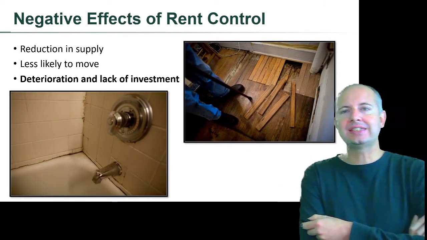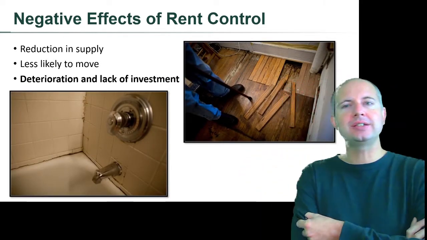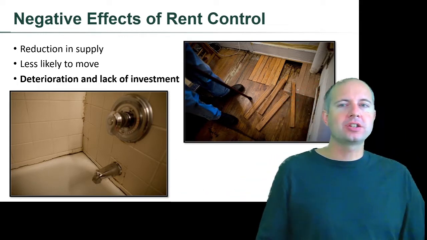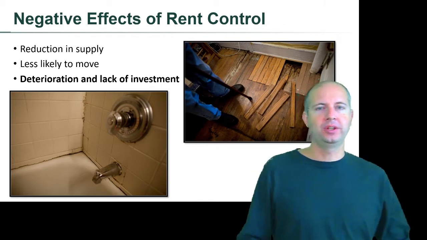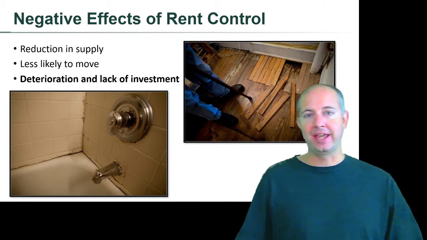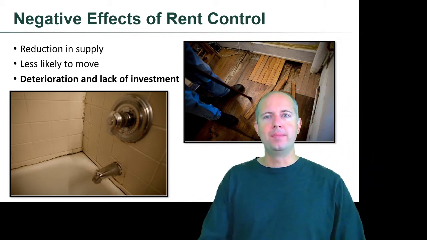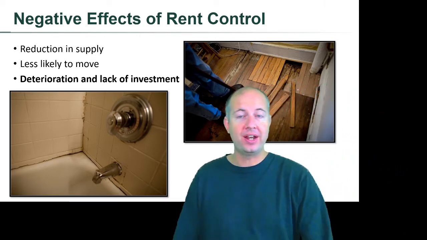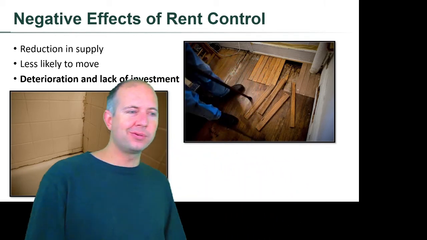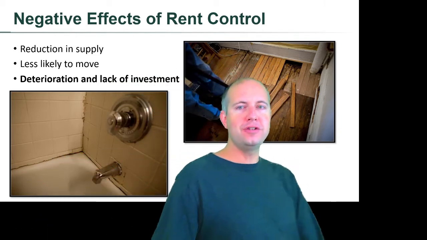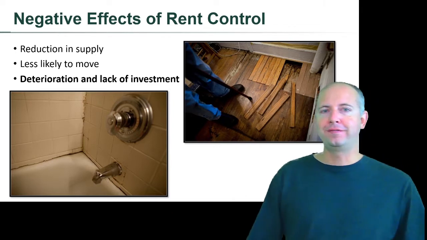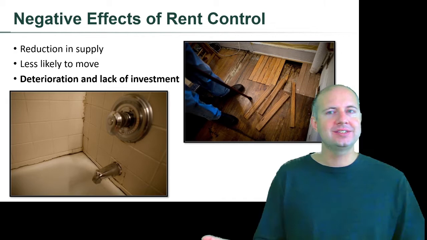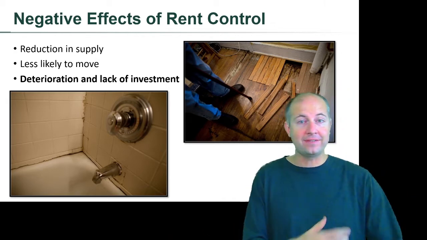Another thing we get is deterioration and lack of investment. So these are pictures that I found in a New York Times article about rent-controlled apartments that fall into really bad shape. Why? Because the landlord knows that they're renting it out for much less than market rate. They know that if the current tenant leaves, there will be someone else willing to rent. So they don't really feel any incentive to fix minor problems when they break. They don't feel incentive to clean the place up, paint it every once in a while, because if you don't like it, just leave. Someone else will take it.